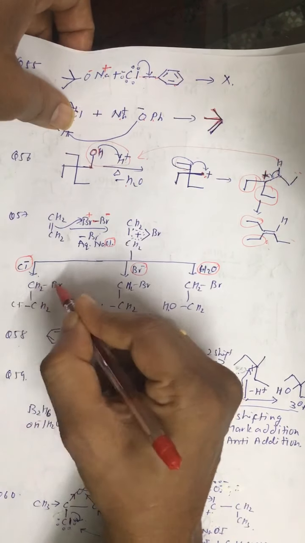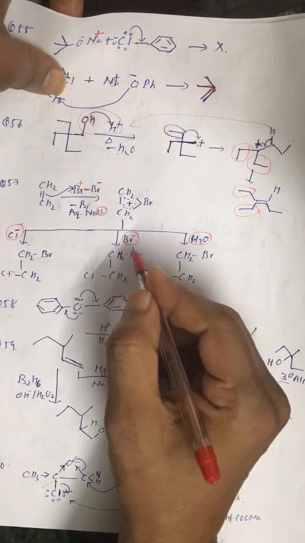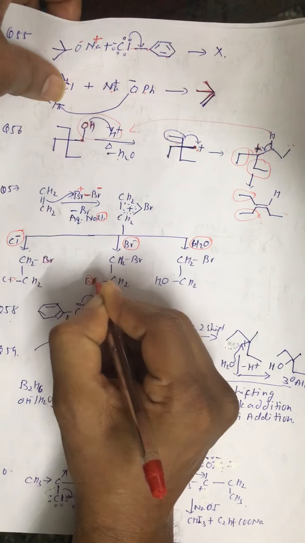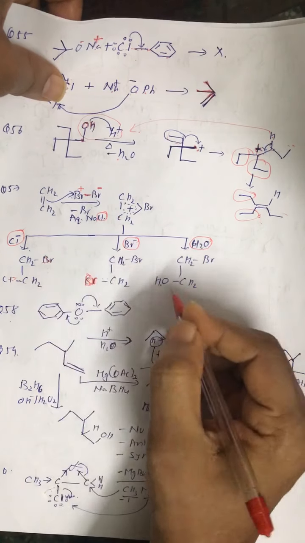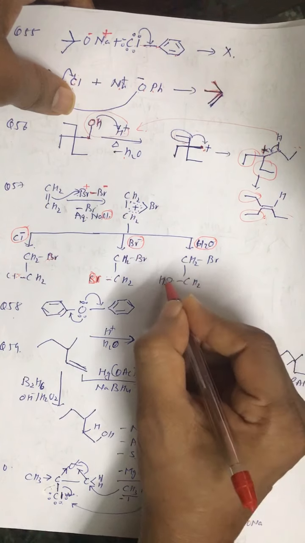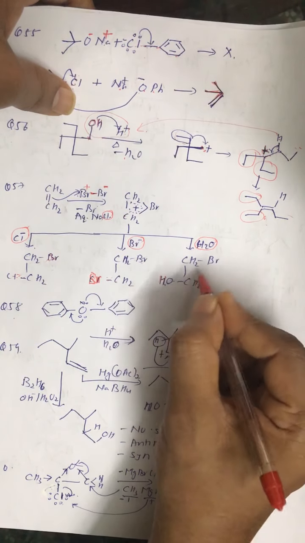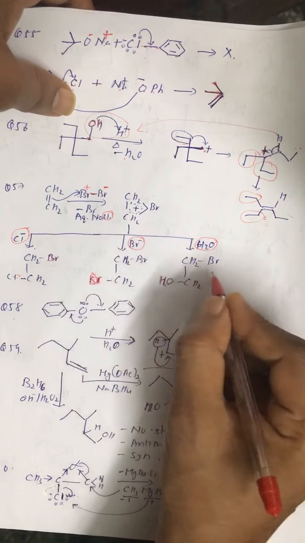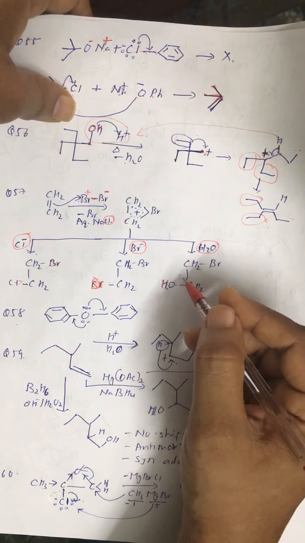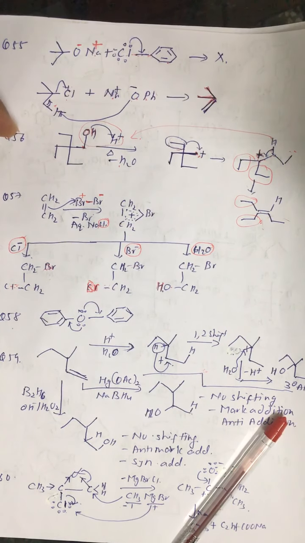So we get 1-bromo-2-chloroethane as one of the products, and if bromine is attached, we get 1,2-dibromoethane, and third, if H2O attacks, we get 2-bromoethanol. So all these products are obtained, and it suggests that alkenes show electrophilic addition, not nucleophilic addition.